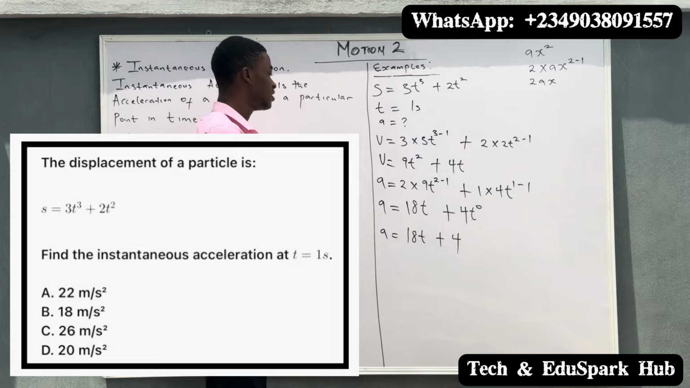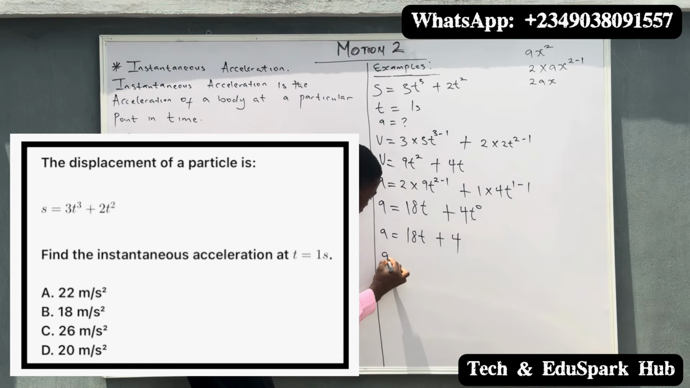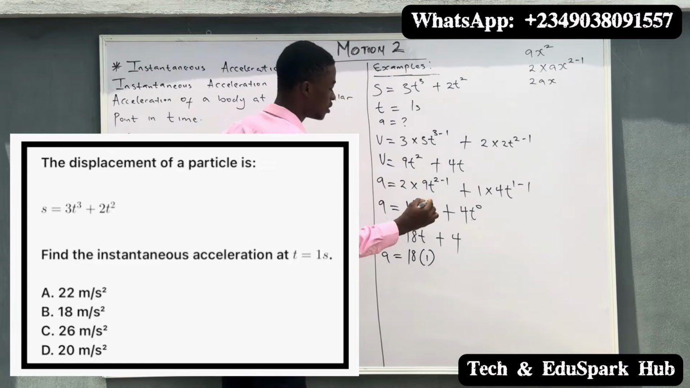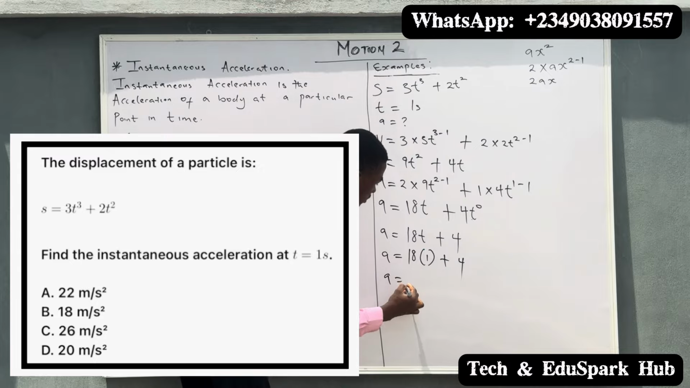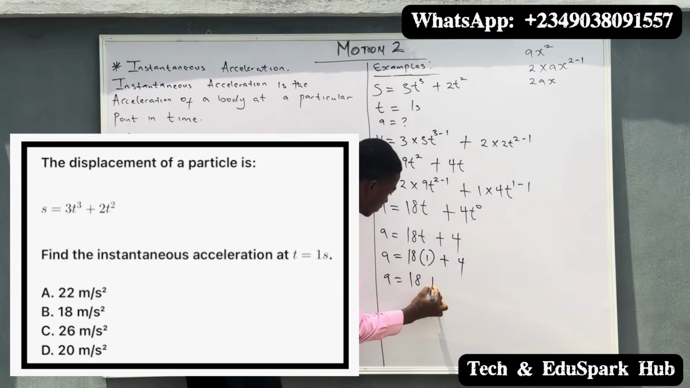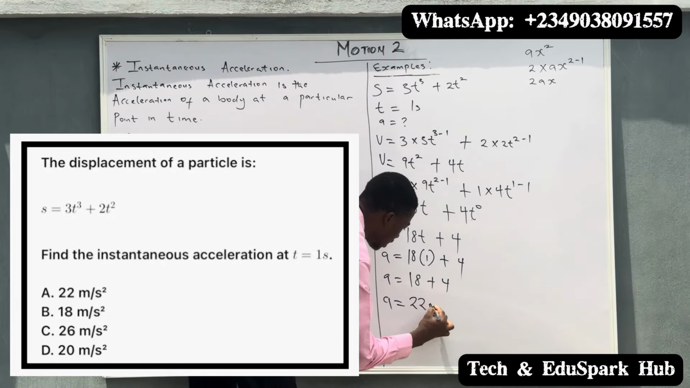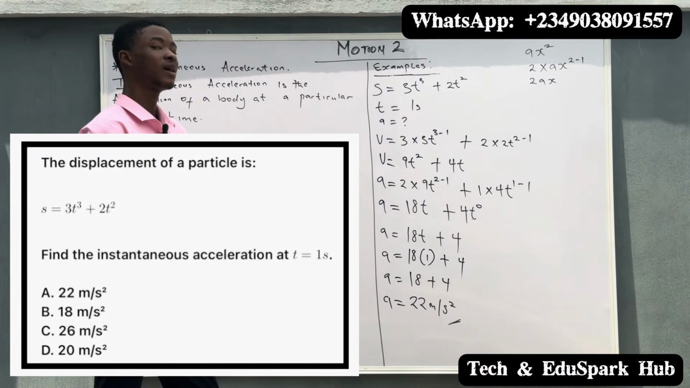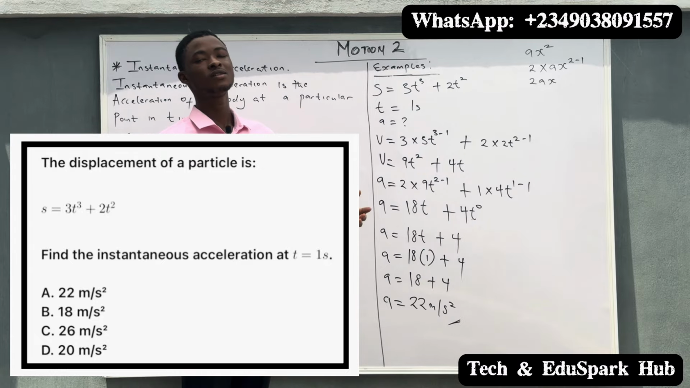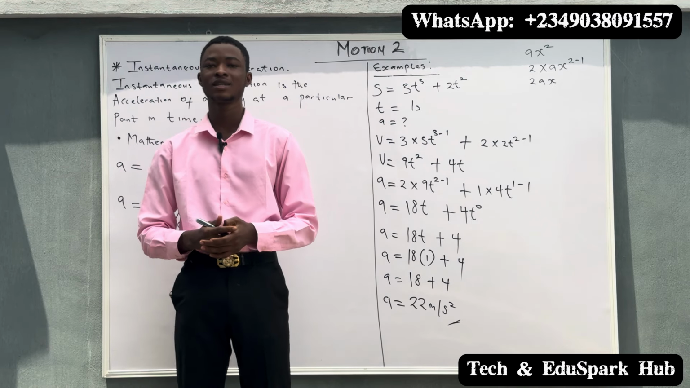So to get the instantaneous acceleration, we can just substitute our t in this equation. So we have a equals to what? 18 open bracket 1, because our t in this case is 1. So we have 1 plus what? 4. So a will be given as 18 multiplied by 1 will give us what? 18. So we have 18 plus 4. So a is equal to 22 meter per second square. So this will be given as our final answer to question of this type. You can see option A is correct to this kind of question. And this will be all on instantaneous acceleration.